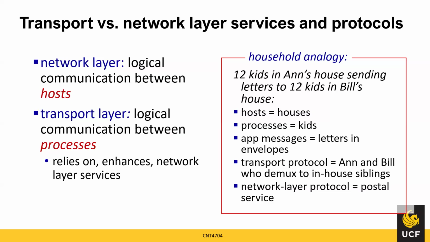To make a distinction between the two layers, the network layer provides logical communication between the hosts. Think of it as getting an envelope from Anna's house to Bill's house. The transport layer provides logical communication between the processes inside the houses, between a kid from Anna's house and a kid from Bill's house. We just want to make sure that the right kid in Anna's house talks to the right kid in Bill's house.